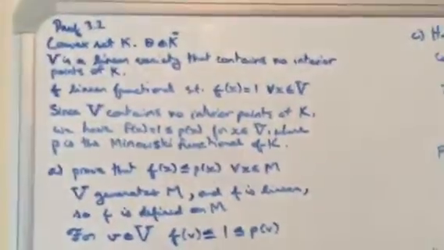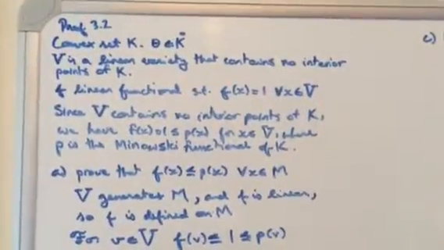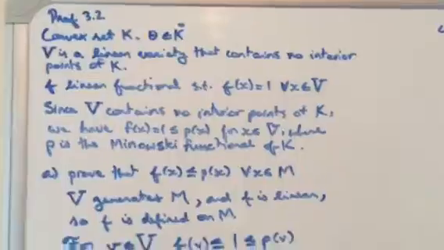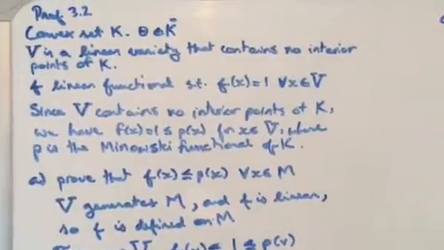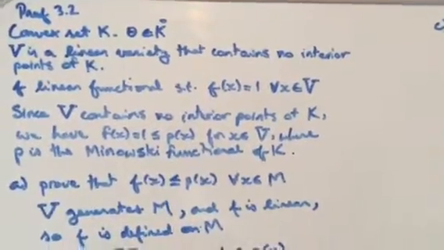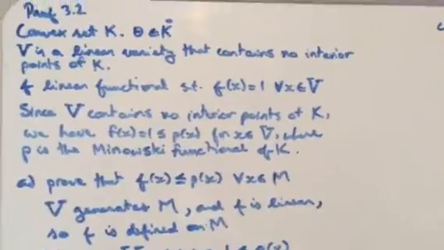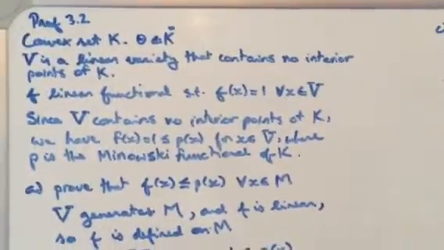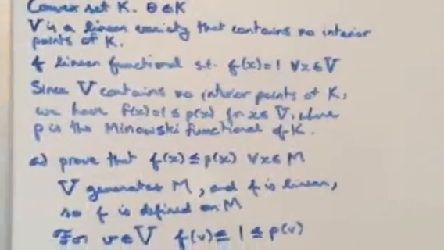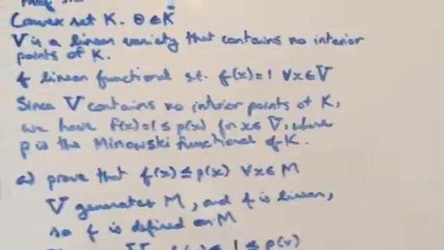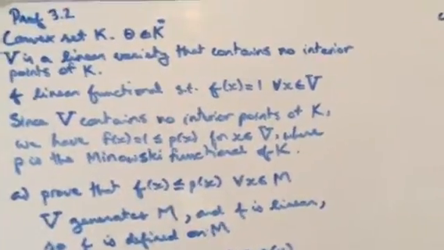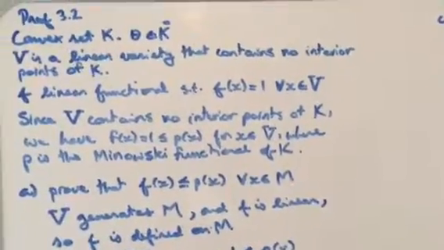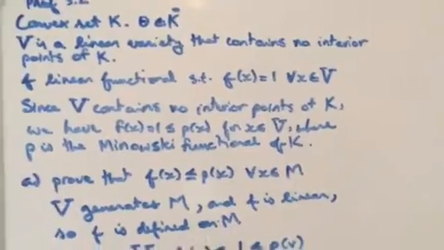All right, so I'm going to go through proof 3.2, which is basically a geometric variant of the Hahn-Banach extension. So what we do is we start off with a convex set K, and this convex set is such that its interior contains the zero vector. Now, V is some linear variety that's in our big set X, our normed space X, I should say, but it contains no interior points of the convex set K.